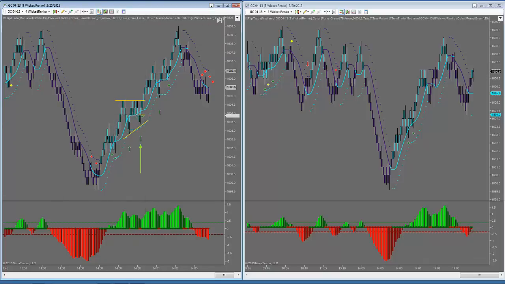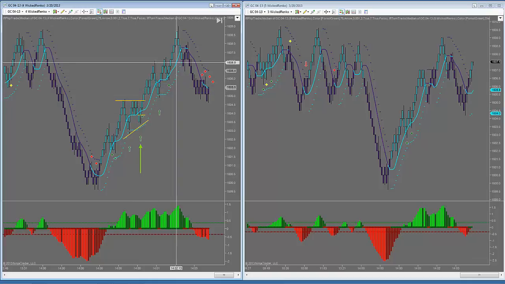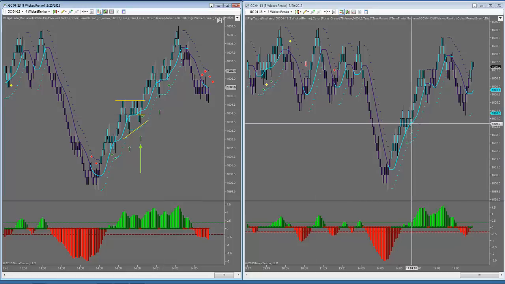Get in here, triple break, manage, 2, 3 to 1 up here, and you'd be trailed out up here. So had you gotten in there, same entry right here, okay, it would have been trailed out for some nice profit.